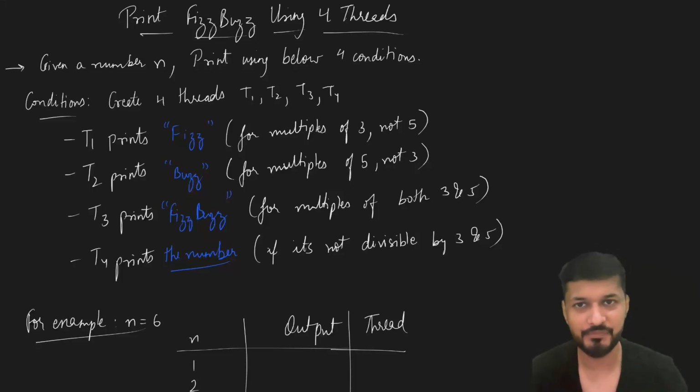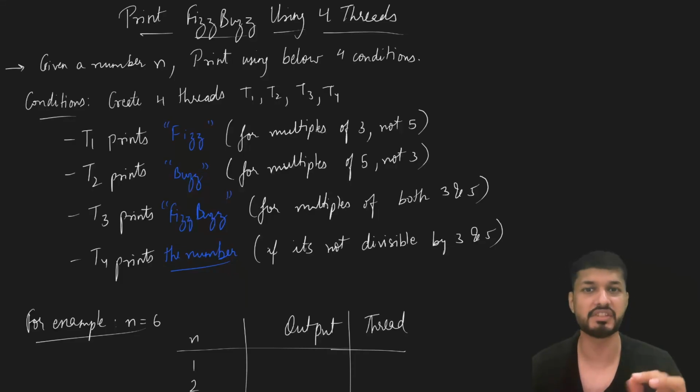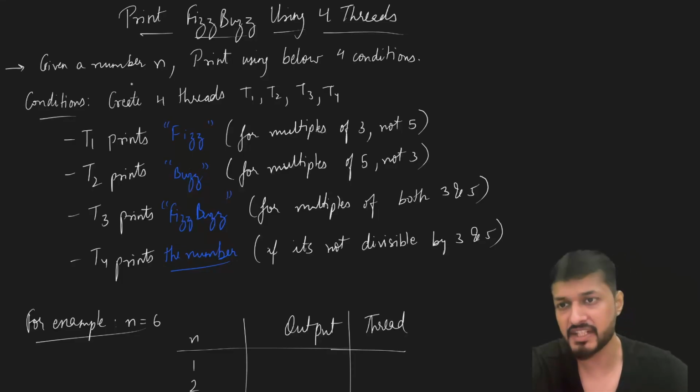In this video, we will be starting off with our medium level problems. Today, we will solve our first problem in medium level problems, which is print FizzBuzz using 4 threads. So let me explain the problem statement in detail. The problem states, given a number n, print using below 4 conditions.